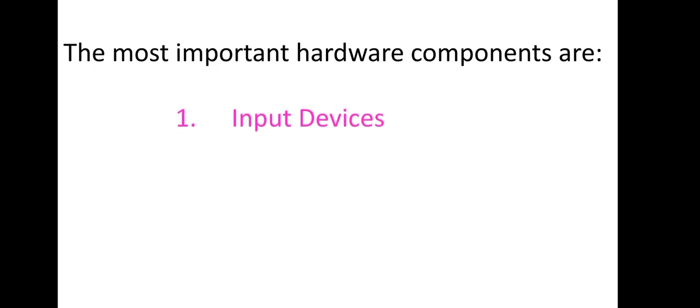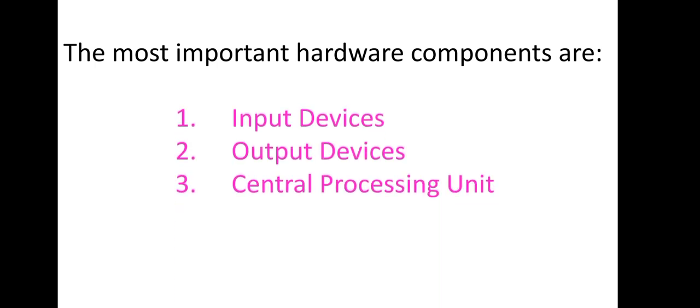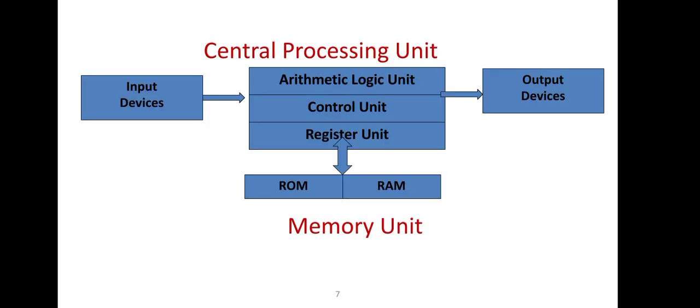Then, if you consider any system, the important components related to hardware are the input devices, maybe keyboard and mouse, and the output devices like a printer and monitor, and the central processing unit. All this comes under the hardware components. This is the configuration of the computer. Regarding hardware components, we are going to discuss in a separate video. This is just an outline.